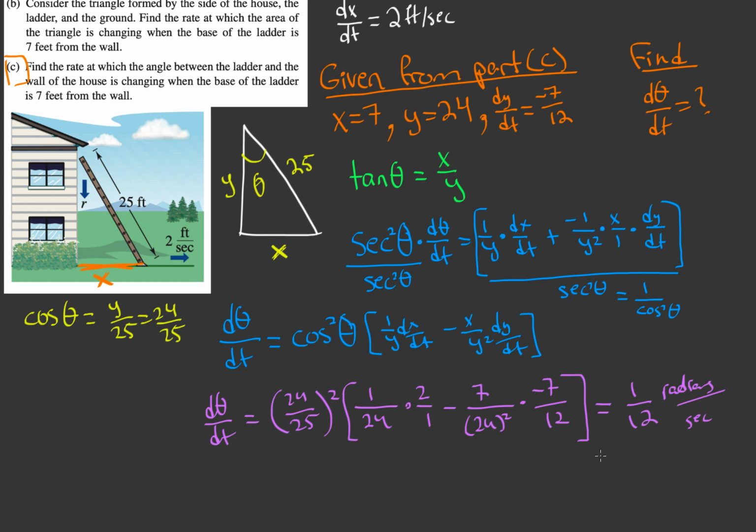But that's our answer. That is how we found the rate of change of the angle between the ladder and the wall, as x is being pulled at 2 feet per second and y is going down at negative 7 over 12 feet per second, when x equals 7 and y equals 24.